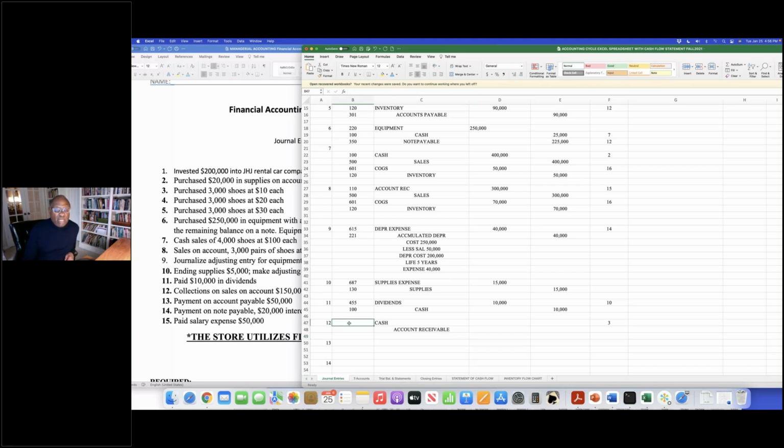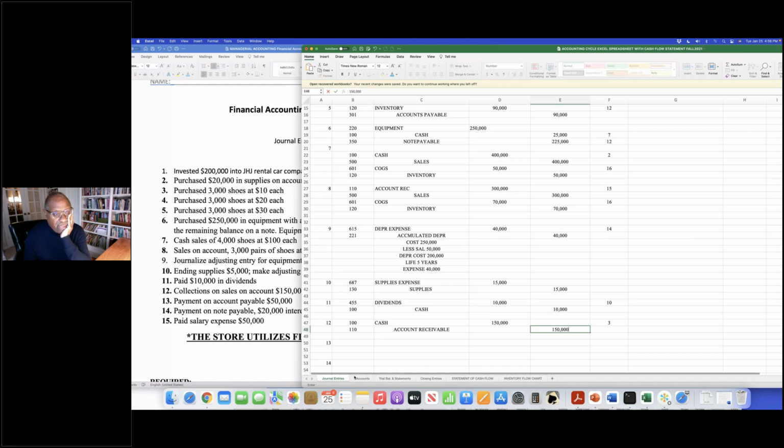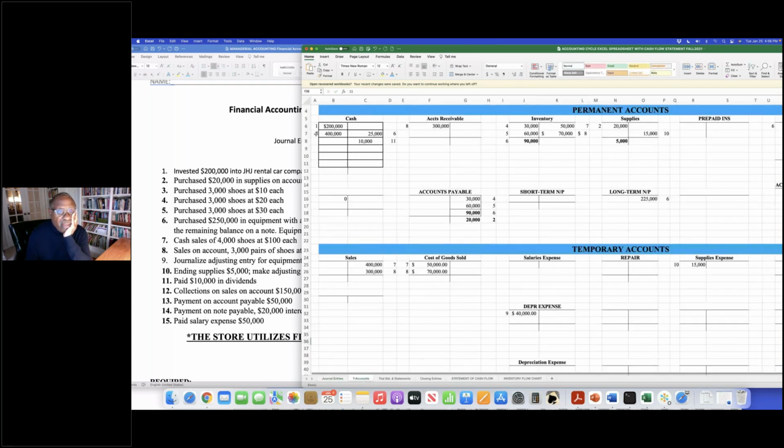Cash is 100. Accounts receivable is what? 110. We collected 150,000. So now we have to go ahead and post that. So we go to the T accounts. I'm going to credit accounts receivable.